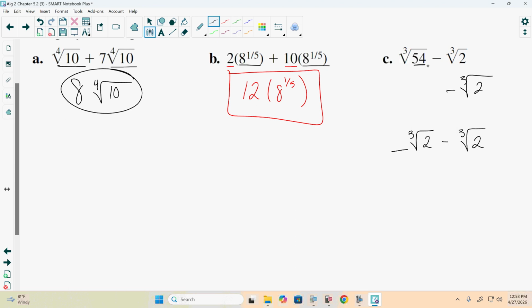So that means there should be a perfect cube, a number times itself 3 times, contained in 54. A few ways we can do it. One, factor tree. And I know one of the factors has to be 2, because that's what we ended up with. Well, it would be 2 times 27. 27 is 3 times 9, and 9 is 3 times 3. Telling me this is 2 times 3 cubed.